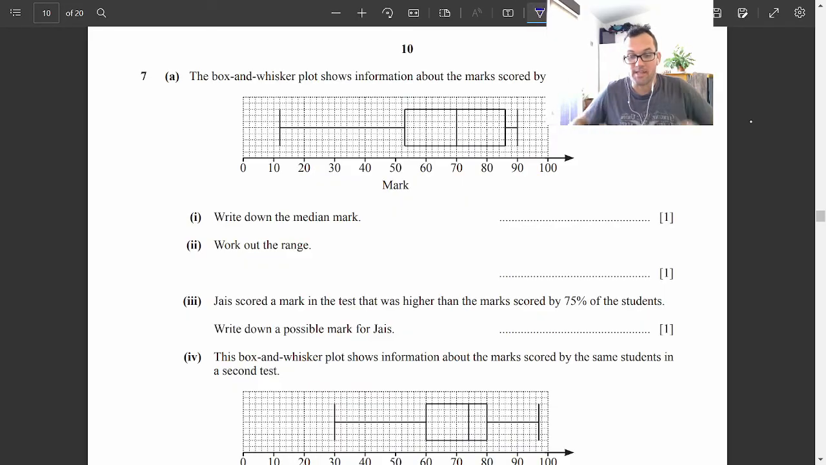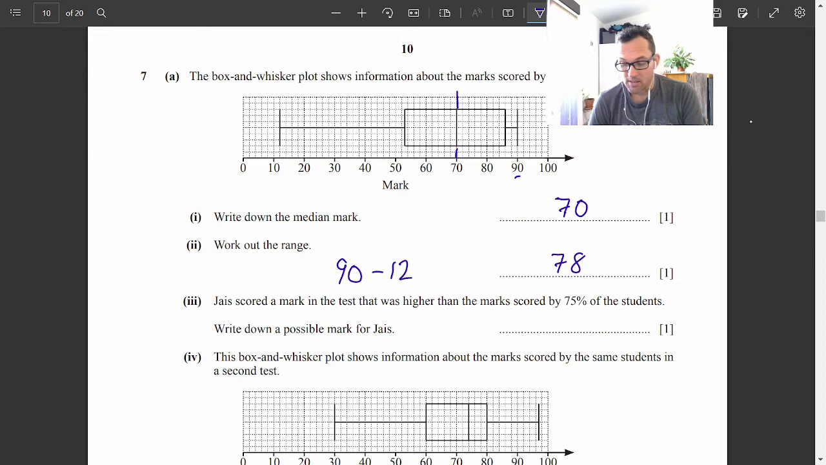So question 7, box and whisker plots, my favorite. The first one says to find the median mark. The median, of course, is the line that's in the middle of the box. That's straightforward, 70. Working out the range, don't confuse this with the interquartile range. This is just a straightforward range, the biggest value here being 90 and the smallest minimum value being 12, not 11, which will give us a sweet 78.